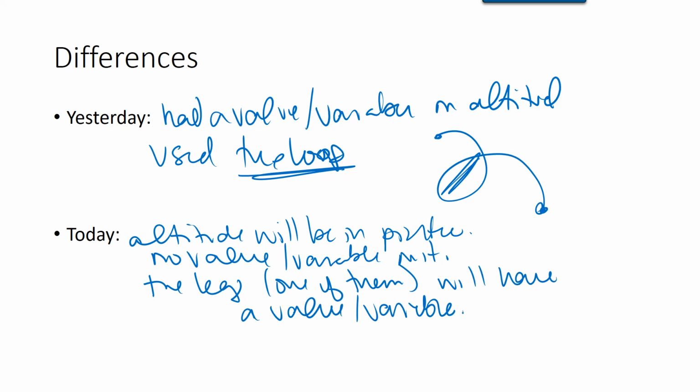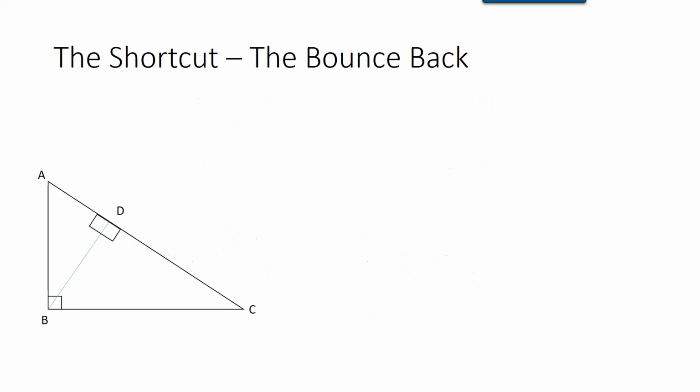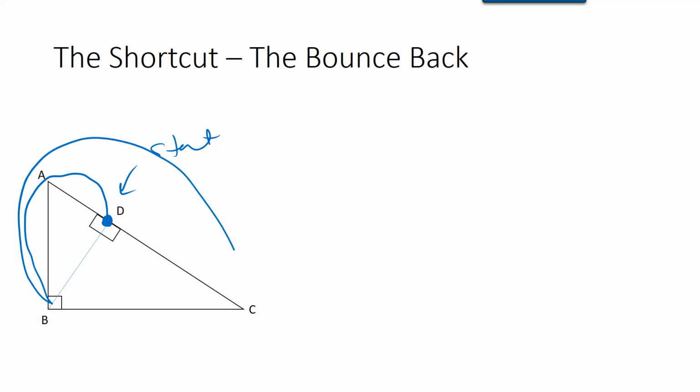So what do we use? We're not going to draw a loop because there's nothing on the altitude to help us set up the problem for this one. What we're going to use is something called the bounce back. Now, it's a little different. What we do is we start at D. We start here where the altitude meets the hypotenuse. And that's why we have to have the altitude in the picture, so that we know where that point is. So we start here at the altitude, and we're going to bounce around and then bounce back.